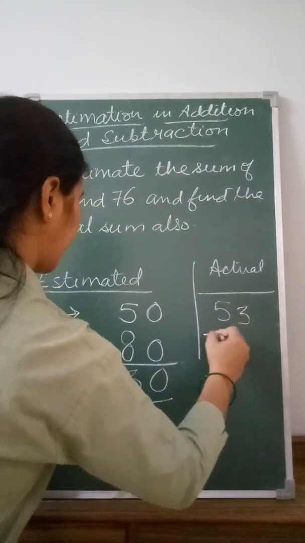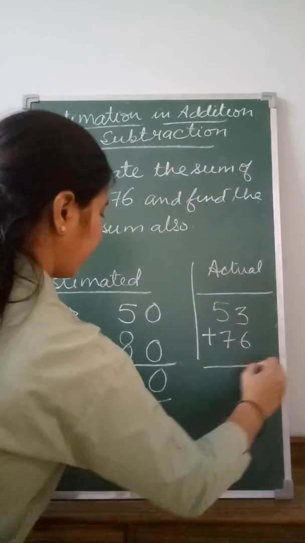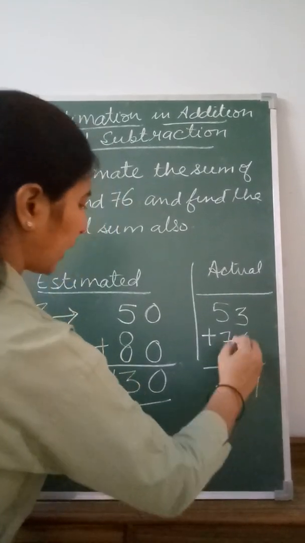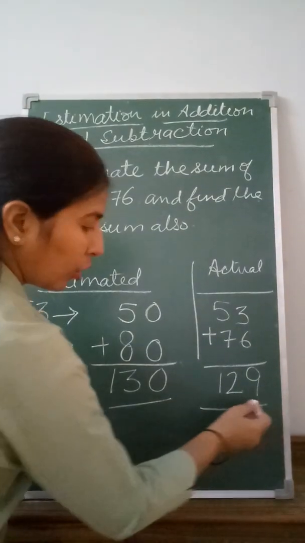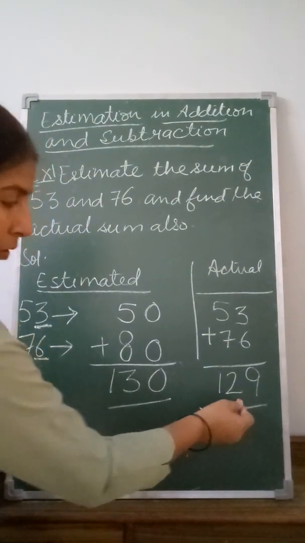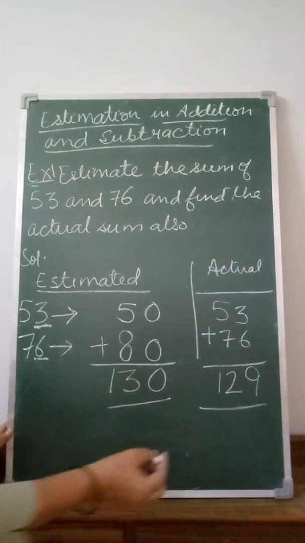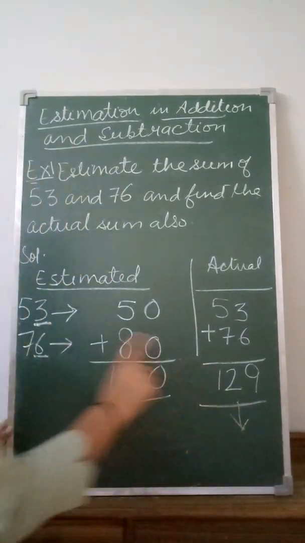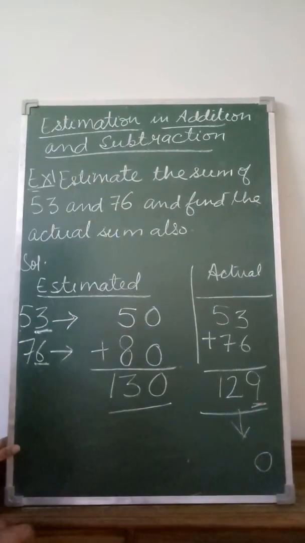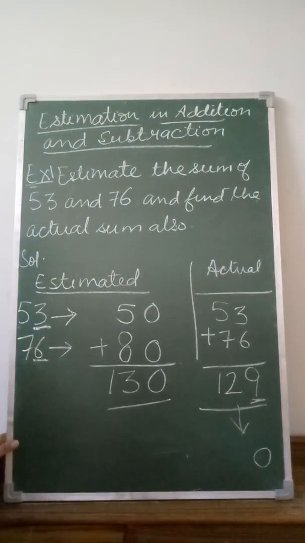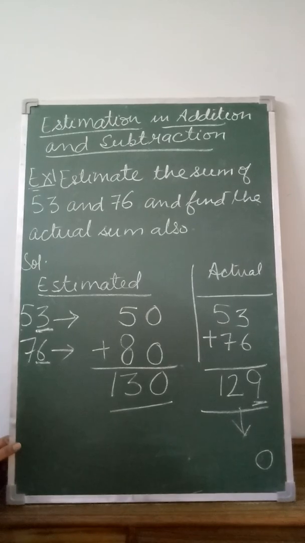So let me see what is the actual sum here. 53 plus 76. When we are adding this number, this is 9 and it becomes 2. So when we round off this number, what is the sum? Now you have to round off this number. Again underline this number 0. Now check whether this number is more than 5 or less than 5. Yes, this is more than 5.